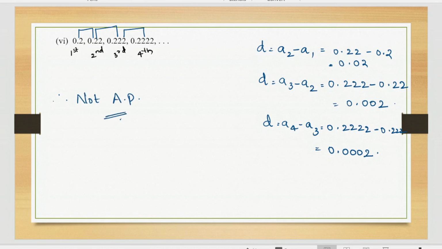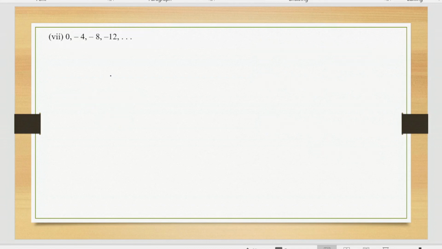Clear? So let us see the next question, which is 0, minus 4, minus 8 and minus 12. So first let us see if this forms an AP. So this is A1, A2, A3 and A4. Okay. So how do we say if this is an AP? If the common difference is same for all the terms, we can say it is an AP. Okay. So let us find the common difference.